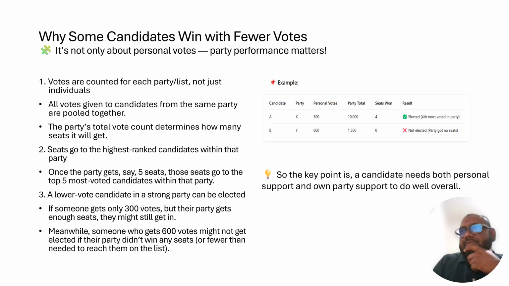Like here, you see candidate A, X party, received only 300 votes, but the party's total is 10,000 and the party won 4 seats. So this candidate A is elected. But candidate B, party Y, received double the votes of candidate A, but the party's total is only 1500. So the party didn't get any seat. So candidate B, with double the votes of candidate A, is still not elected. The key point is a candidate needs both personal support and their own party's support to do well overall.